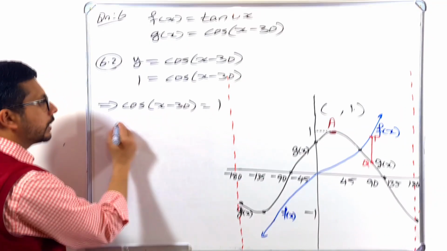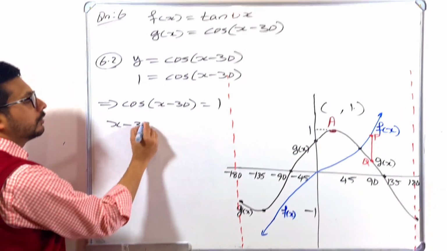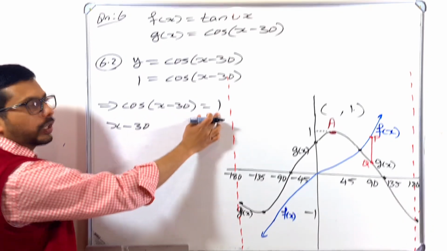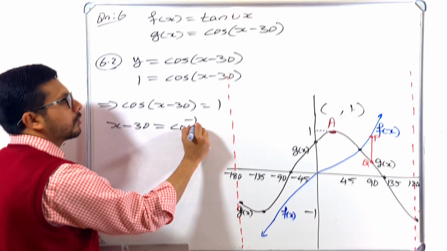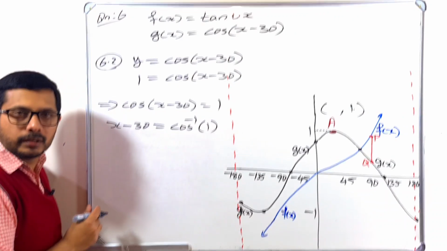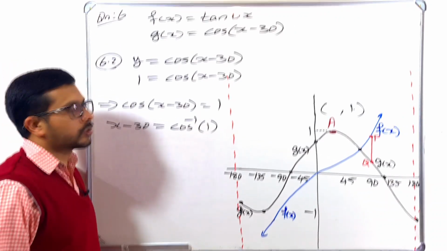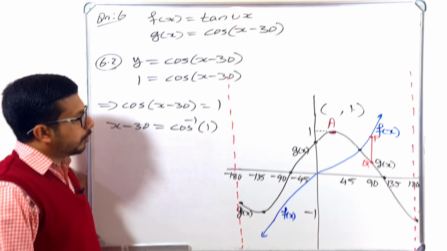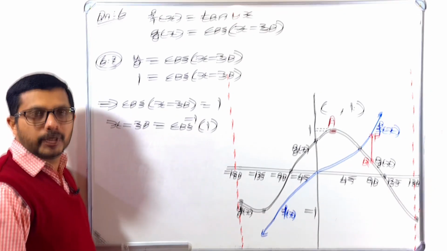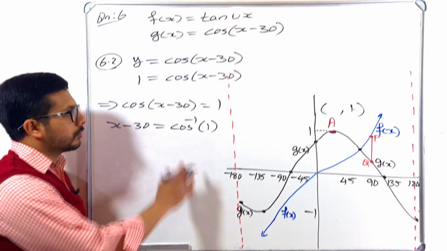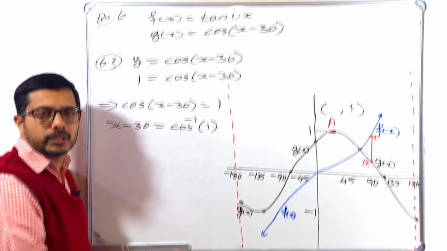So how can I find x minus 30 from there? Cos of an angle is 1. So how can I find that angle? I have to take the inverse function. That means cos inverse of 1. Check in your calculator, what is cos inverse of 1? Cos 0 is 1. Am I right? Cos 0 is 1. So cos inverse of 1 is 0, or you can check in your calculator.